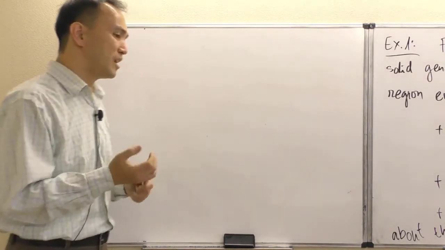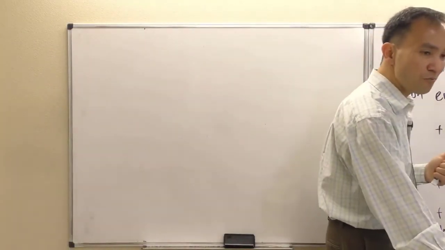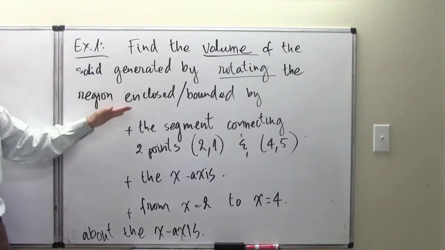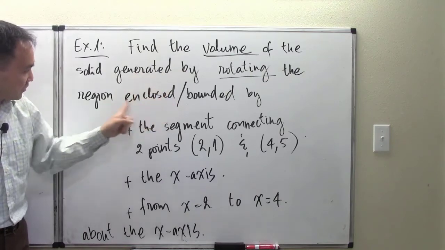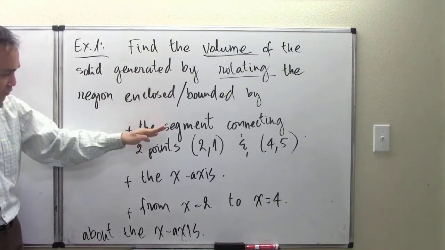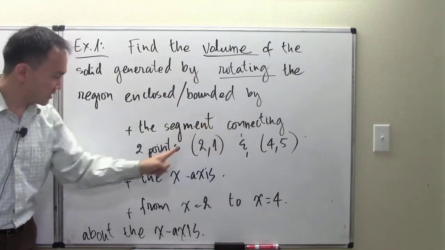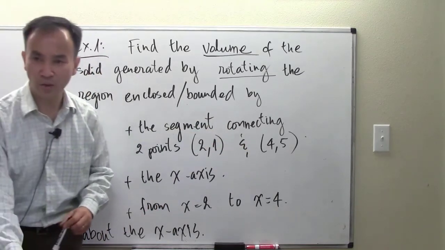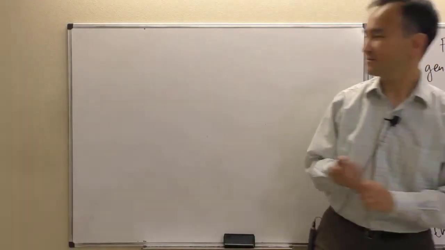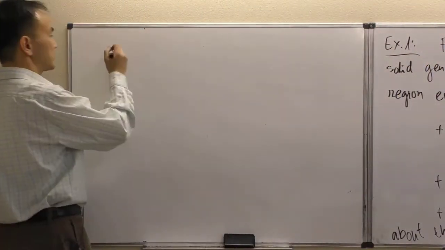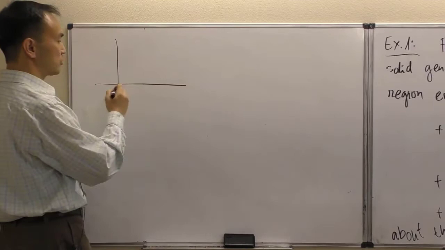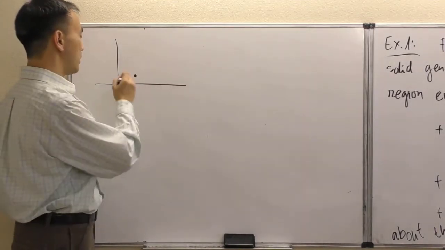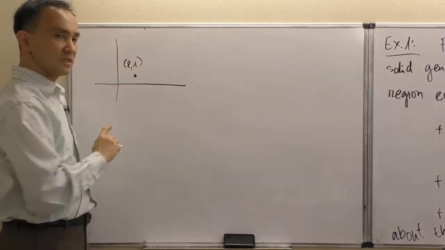Okay, and so now let's look at the description of the problem one more time so that we can have a clear picture of how to sketch. So the area is here. The region is the region enclosed by a segment that's connecting the 2 points (2, 1) and (4, 5). So how do I see that on my board? Think about the x and y graph system. So (2, 1) is maybe here. And it's a segment. Keep that in mind.